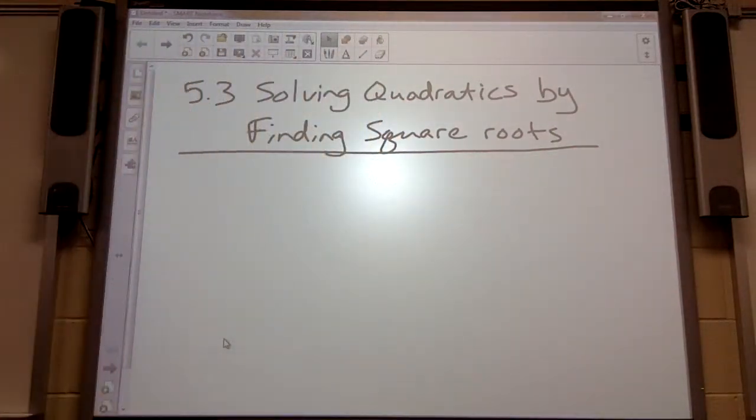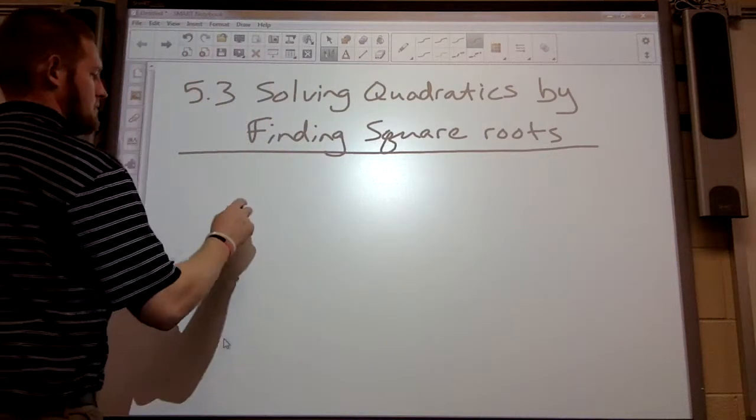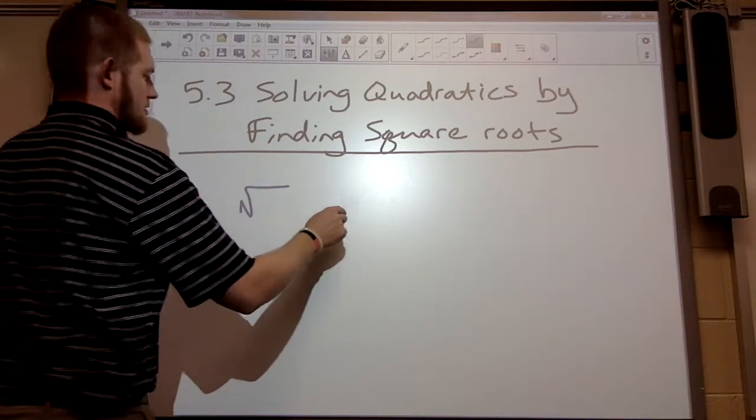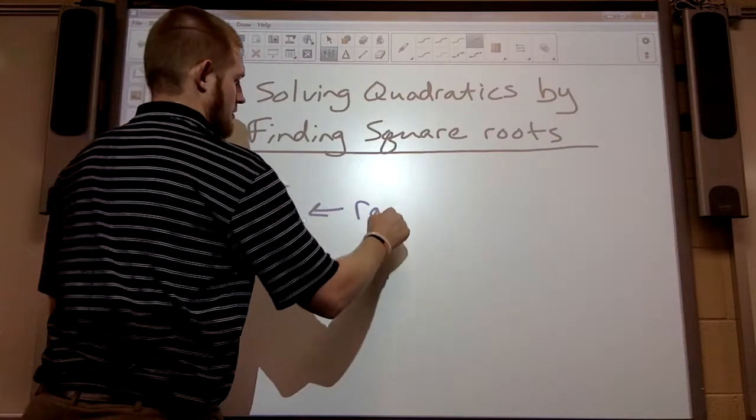Okay, now this isn't going to work on all of your quadratics, but it'll work on some, and when it does work, it's actually going to be the easiest way to solve for them. First thing we've got to remember is what a square root is. Remember, a square root looks like that. This is called a radical.